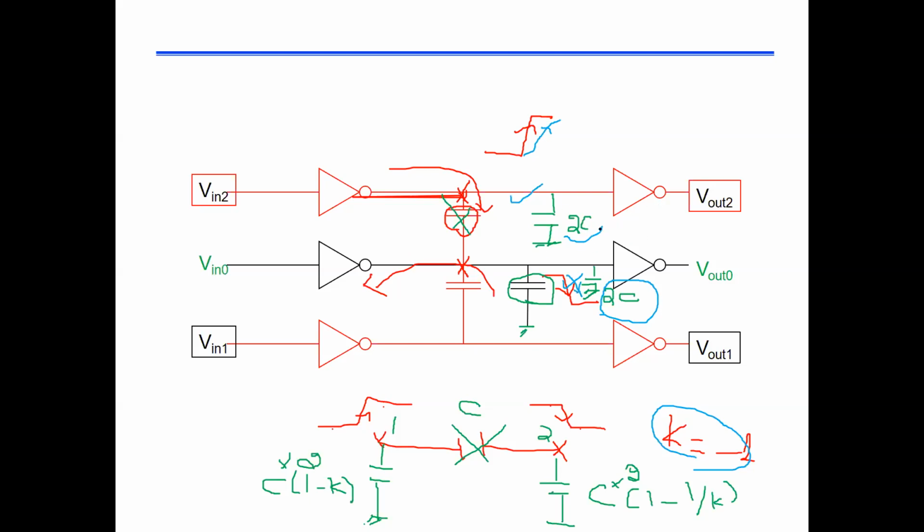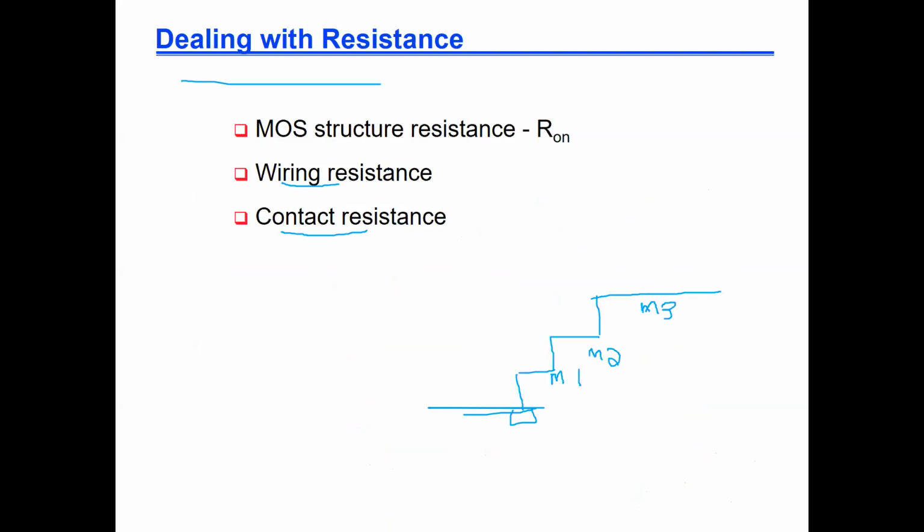Okay, thank you John. Okay, so now we're gonna talk about the resistor.